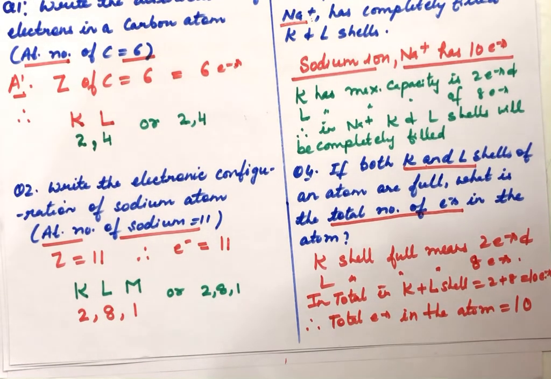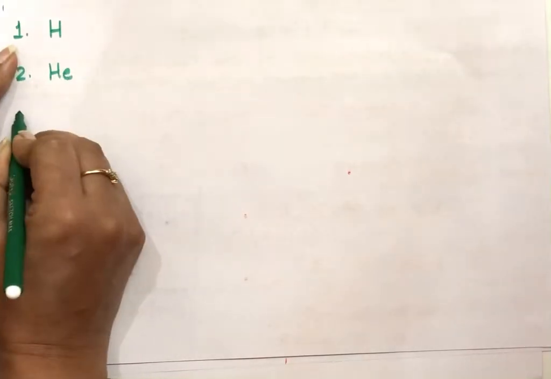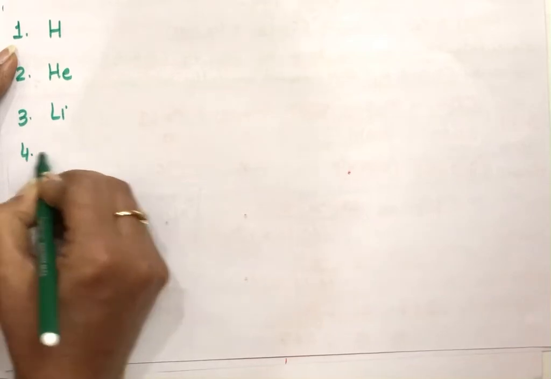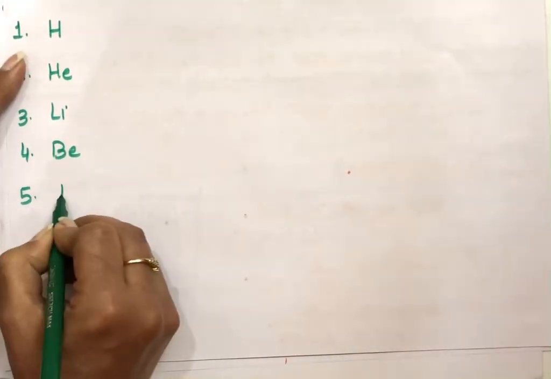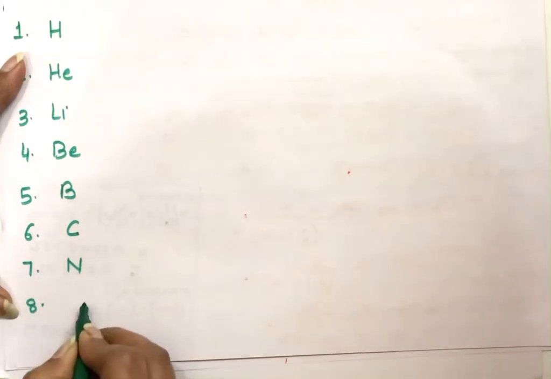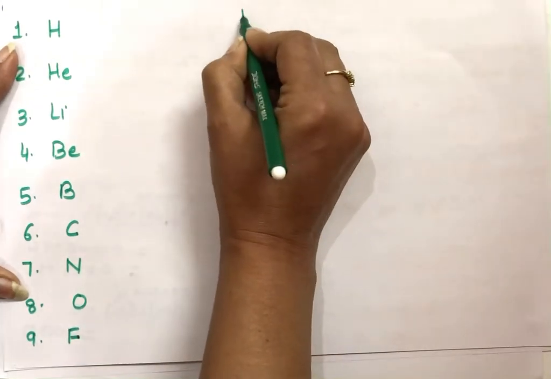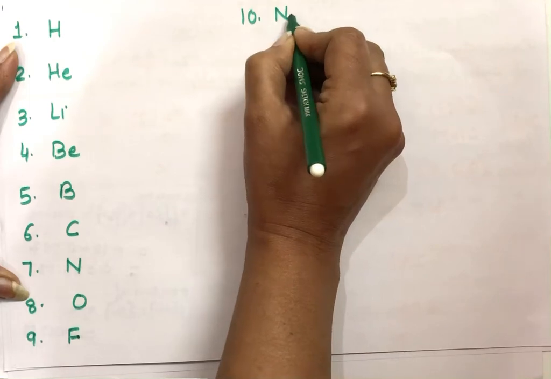And now we have to write electronic configuration of first 20 elements. First of all, you have to learn the names of first 20 elements. We have done this already in the previous chapter. First element is hydrogen, then helium, then lithium, fourth is beryllium, fifth is boron, sixth is carbon, then seventh is nitrogen, eighth is oxygen, and ninth is fluorine. Next after this is the 10th one, that is neon.